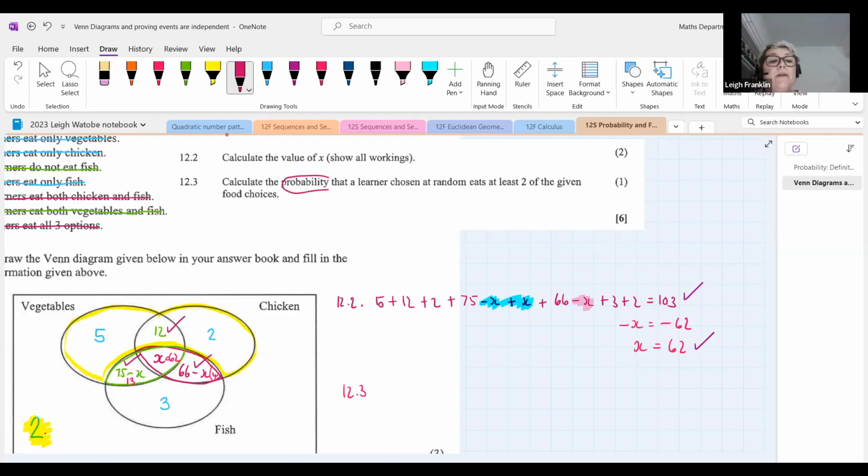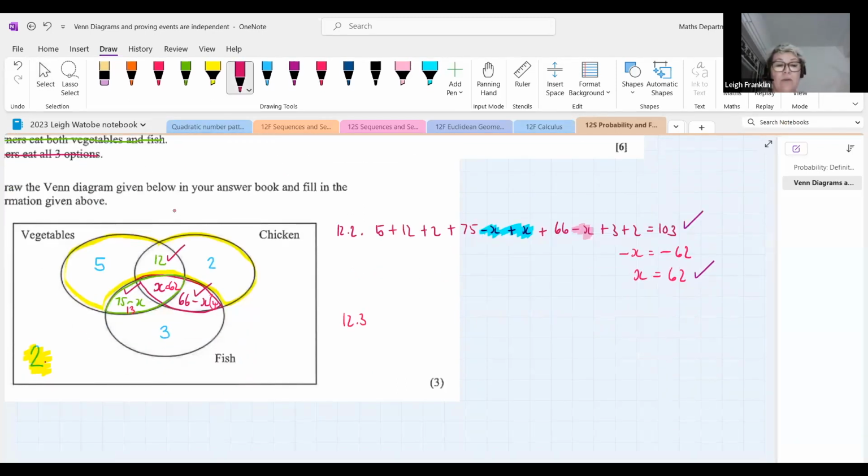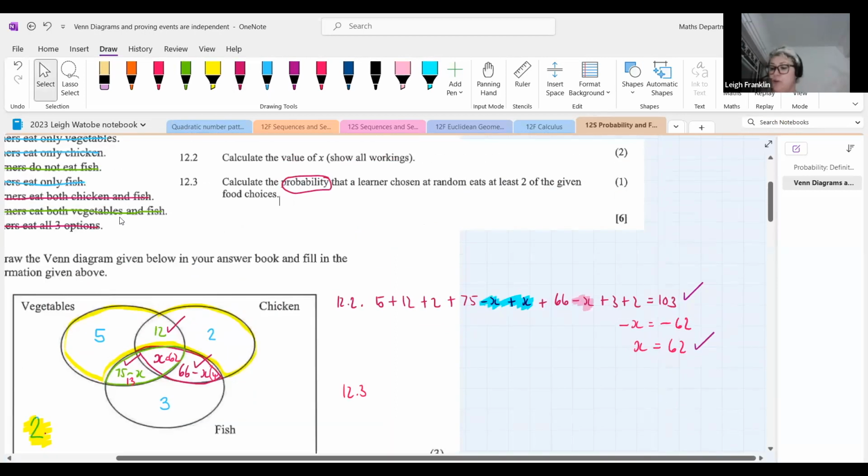Calculate the probability that a learner chosen at random eats at least 2 of the given food choices, at least 2. How do we do that? Where would we look for at least 2? Katleho? Ma'am, don't you calculate the number of learners that eats more than 1, ma'am? Meaning the learners that are between the circles, ma'am. If that makes sense.